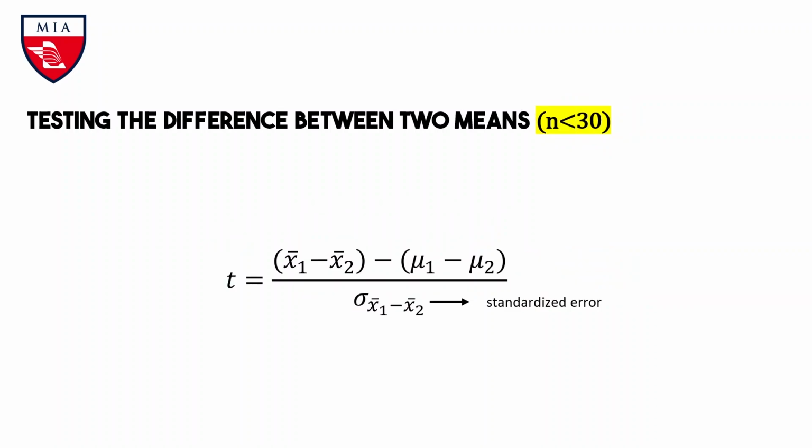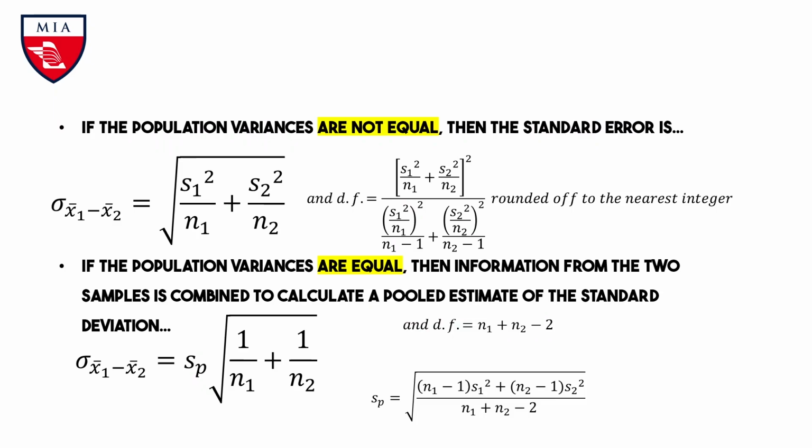On the other hand, if your n is less than 30, this is the formula that you need to use. So, you will use the t-test statistic formula. Okay? So, this standard error, like I said, can vary, or it depends on your problem. So we have here two possible conditions. The first condition is if the population variances are not equal, and the second condition is if the population variances are equal.